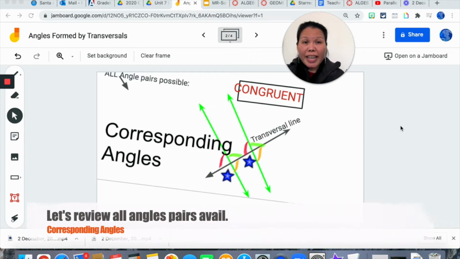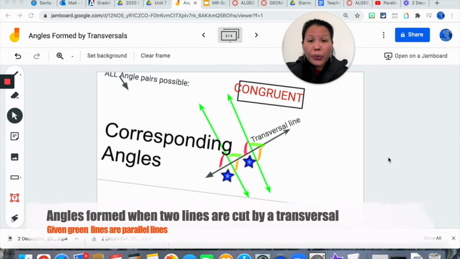For corresponding angles, we have 4 different corresponding angle pairs. You can locate them by the different colors and symbols. We have red, green, yellow, and the blue star. So those are 4 different corresponding angles, and all corresponding angles are going to be congruent to each other.